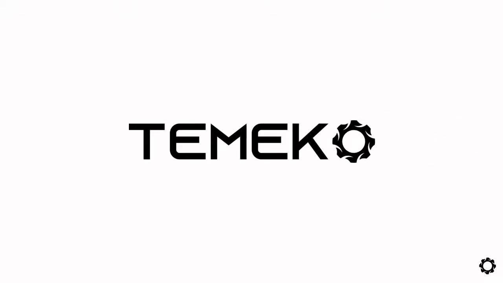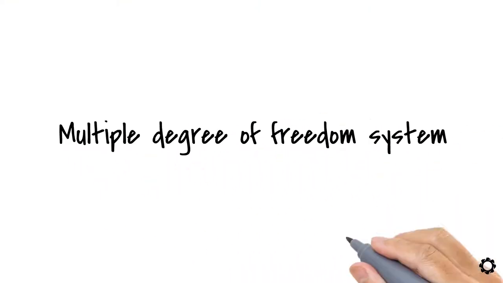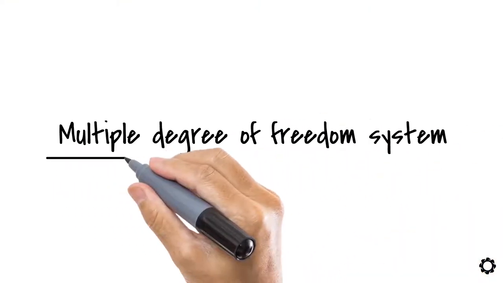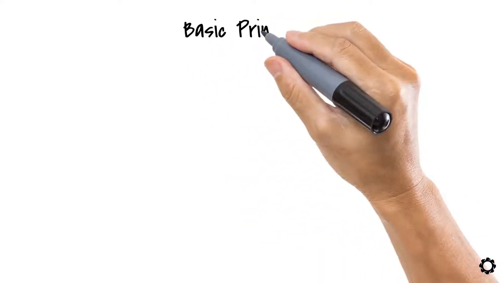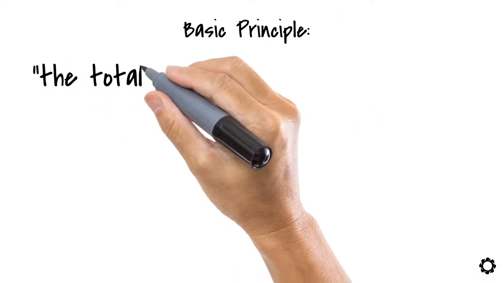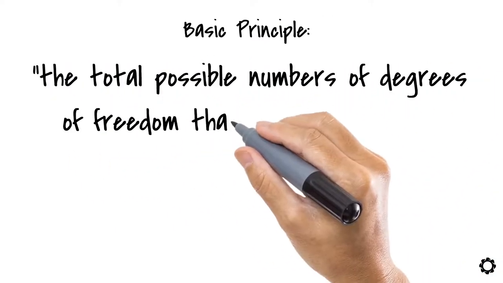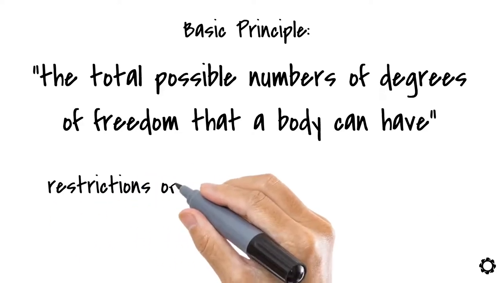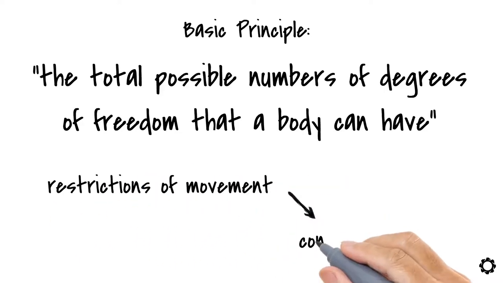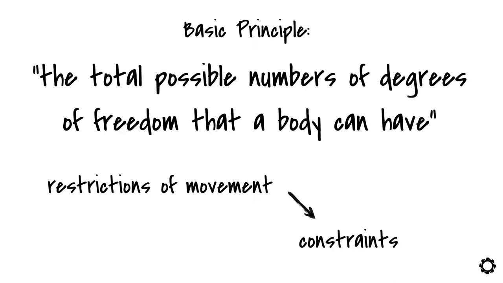In this video, we will talk about degrees of freedom and how we can identify them in a not-so-simple multi-body arrangement. We will see that this is not that difficult if we start from a basic principle, the total possible number of degrees of freedom that a body can have. And if we also account for the restrictions of movement, that is, constraints, you will not regret this video.